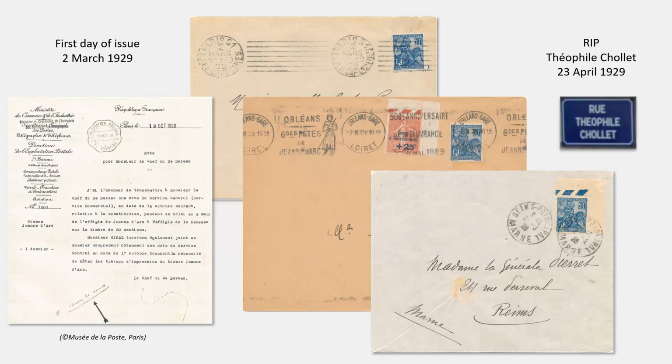Unfortunately, Théophile Chollet, the person who promoted the idea of this stamp, he did see the issue of the stamp, but he died on the 23rd of April 1929, just a couple of months later, and didn't see the actual festival itself, celebrating the event that he wanted celebrated.